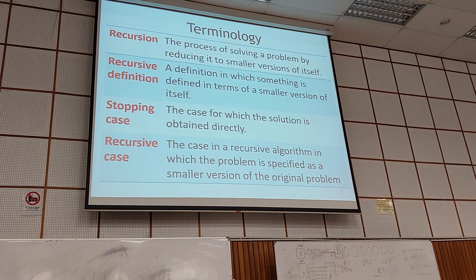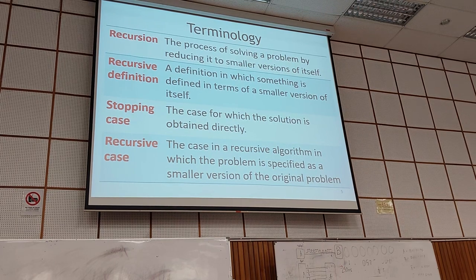That means providing and sharing food is your solution to reduce world hunger. So that is the direct solution you have, then you can apply it until you are able to solve the original problem. Now, a recursive case is a case in a recursive algorithm in which the problem is specified as a smaller version of the original problem. So these are some of the terms you will be going through.